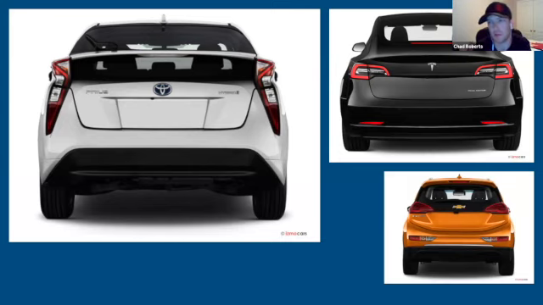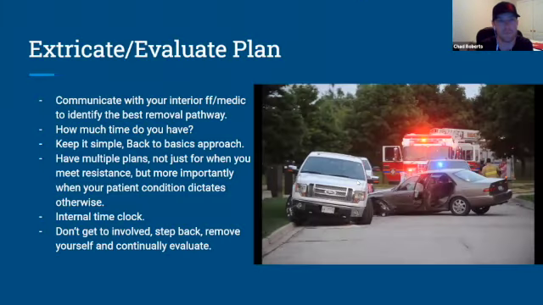So don't just assume right away that you're going to get identification. You might have some of these Teslas that don't even mark them anymore. They just assume that because they have that T on there, that's enough to get them by. So just keep that idea in mind as well. This is our last part of our size up. This is our extricate and evaluate our plan.